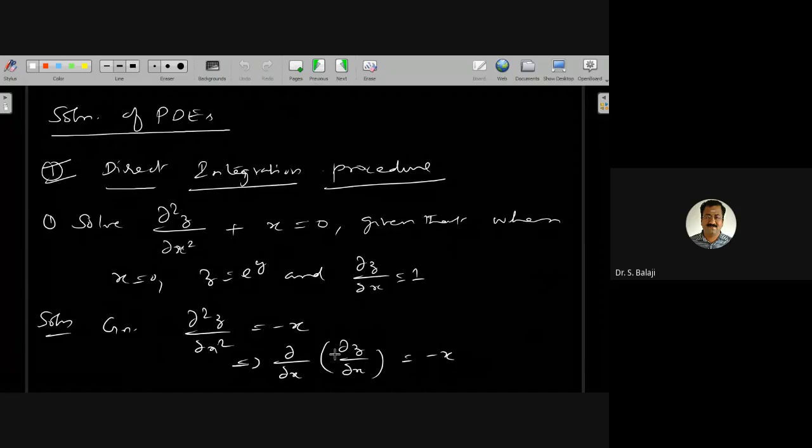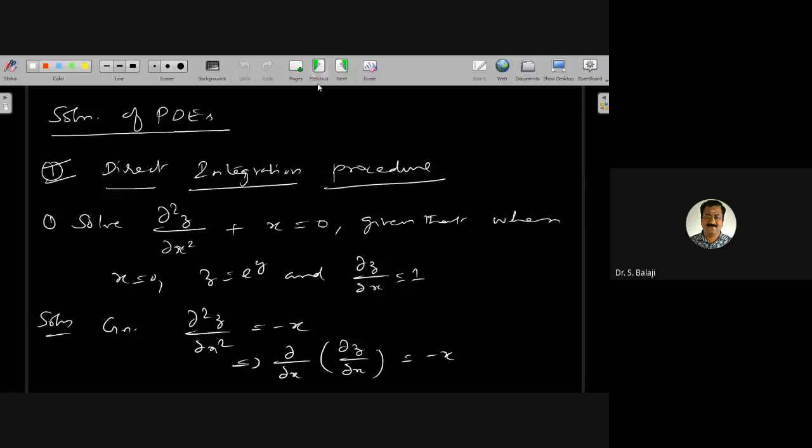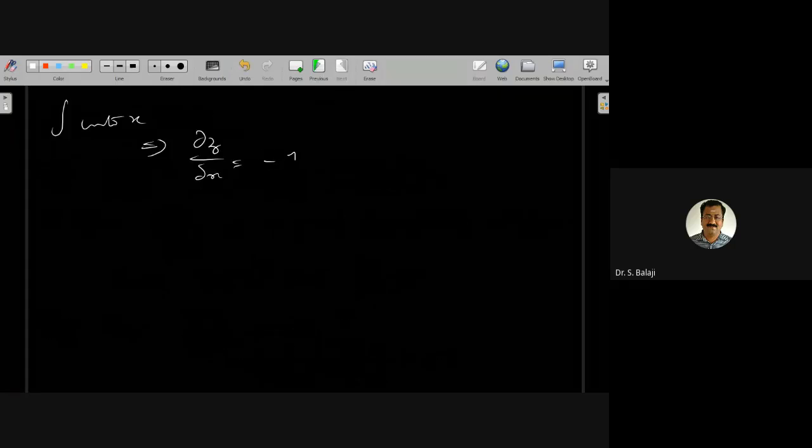Integrate both sides with respect to x here. Then what can you get here? You can get ∂z/∂x, ∂z/∂x is equal to minus 1. That relation you can get here.